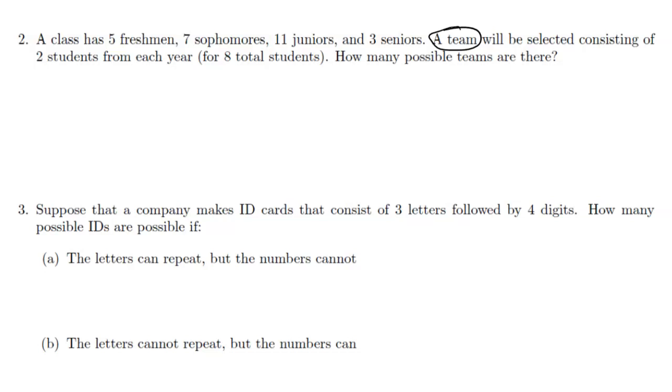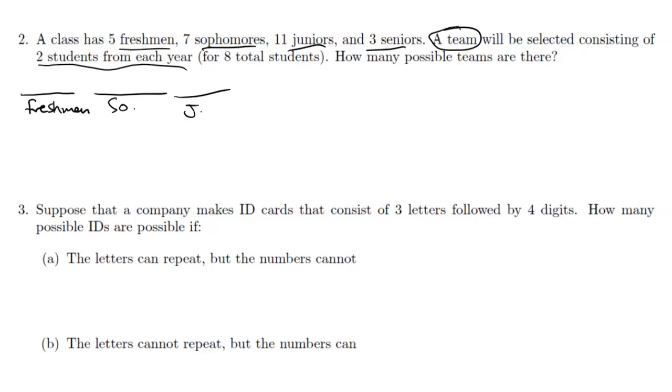But as we take a look at what we need, 2 students from each year, so freshmen, sophomores, juniors, and seniors, I'm going to have to pick those students separately. I'll have to first pick freshmen, and then sophomores, and then juniors, and then seniors, because they're all coming from different groups of people, so I can't count them all at once. Instead, I need to count them separately. So really, we have 4 events in this problem.